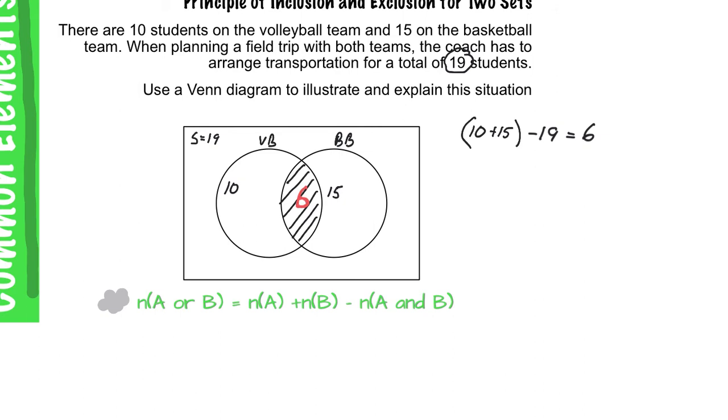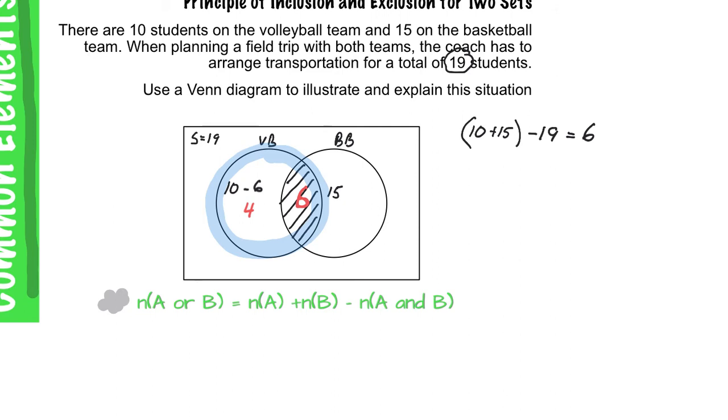Well, at this point now we have way too many on the volleyball team. We now have 16 on the volleyball team, and we know there's only 10. So to rectify that, we take our 10 and subtract out the 6, and we're left with 4 students that only play on the volleyball team. And now in my blue circle, I have 10 students, which is the number on the volleyball team.